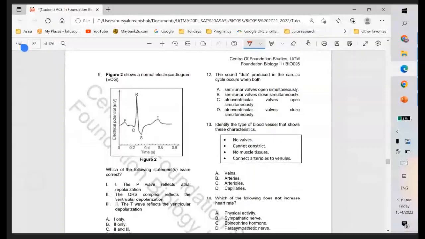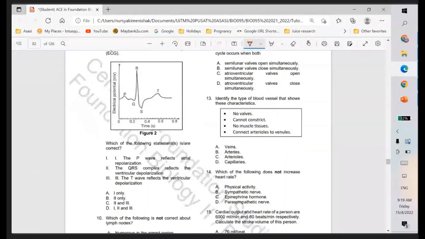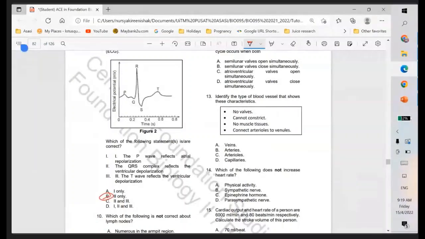Number 9. For number 9, figure 2 shows a normal electrocardiogram. Which of the following statements is correct? Saya pilih B. Only the QRS complex reflects the ventricular depolarization. Saya tak ambil yang satu tu sebab atrial repolarization tu supposed to be depolarization. Dengan yang 3 tu ventricular depolarization tu supposed to be repolarization.